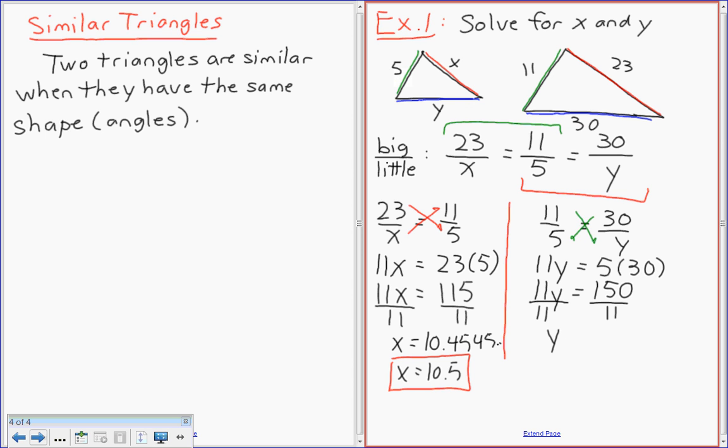Noah, you're not done yet. Can you please do 150 divided by 11 on your calculator? I'll give you the count of 5 to do it. Okay, you can yell it out now. Hopefully you're yelling out 13.6363, which is 13.6. So I was close in my 14 estimation. And that's all there is to similar triangles.